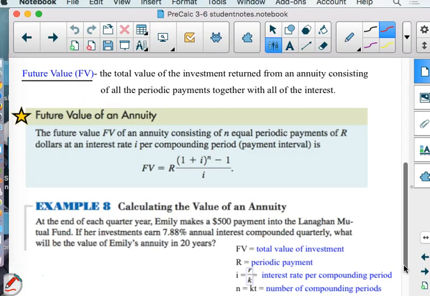So the future value consists of N equal periodic payments. Quarterly for 10 years would be 40 of those payments. So we're going to have to do a little bit of multiplication in order to figure out what N should be. How many time periods are we talking about for N? And then dollars at an interest rate I per compounding period. Now that's important because that tells us what we'll do is we'll take our interest rate and we'll divide it by how many times a year this is taking place. And when the payments are being made is really what we want to use for the ordinary annuities.